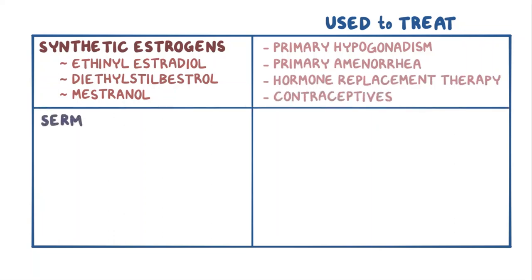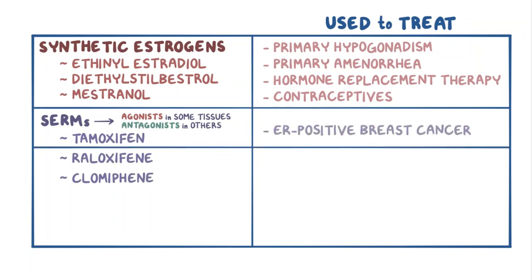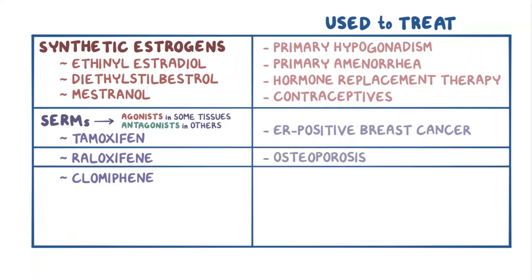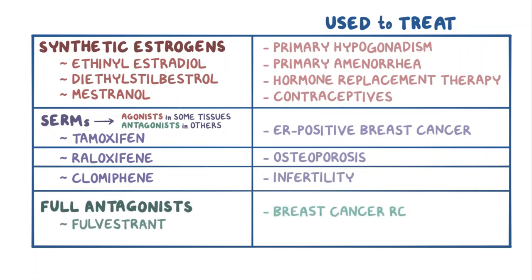Selective estrogen receptor modulators act like estrogen agonists in some tissues and as estrogen antagonists in others. SERMs include tamoxifen, raloxifene, and clomiphene. Tamoxifen is used for ER-positive breast cancer, raloxifene is the medication of choice for osteoporosis, and clomiphene is used to treat infertility. Full antagonists include fulvestrant, which is used for breast cancer that is resistant to tamoxifen.